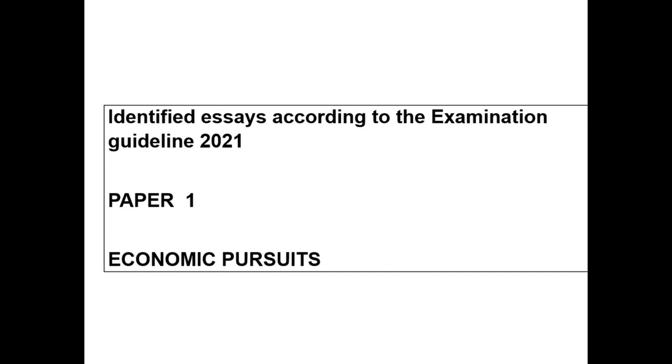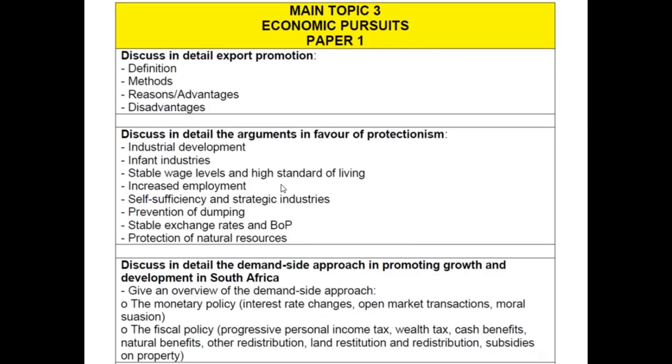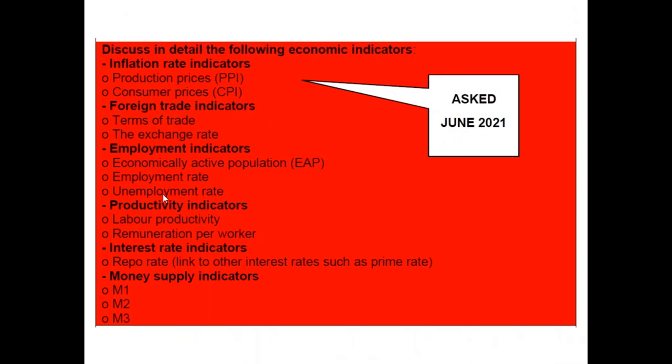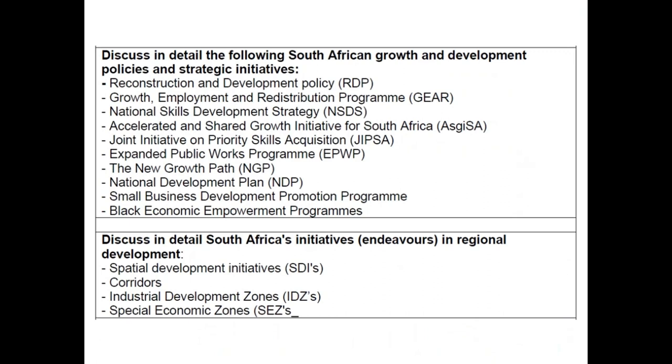So for economics paper one, again, the essays are identified. You have the essays in your manual. I'm not going to go through it. So there you can see, but this was asked in June. By the end of the day, there are six questions that can be asked. One of them can come in the exam.